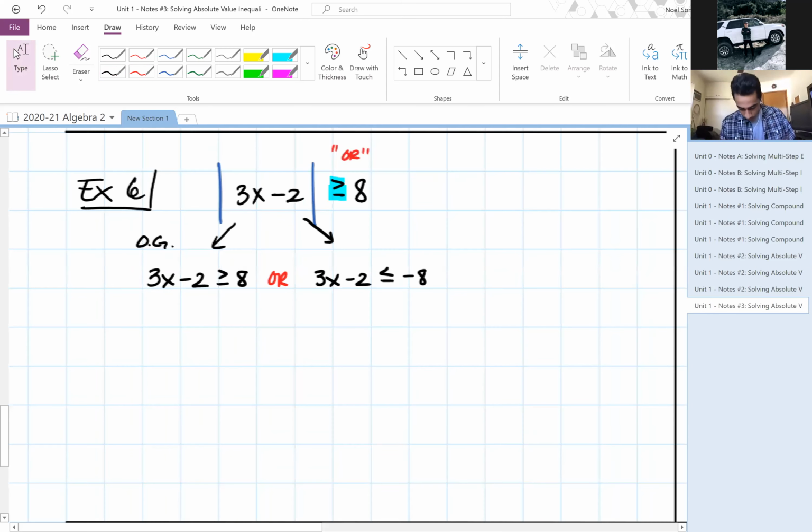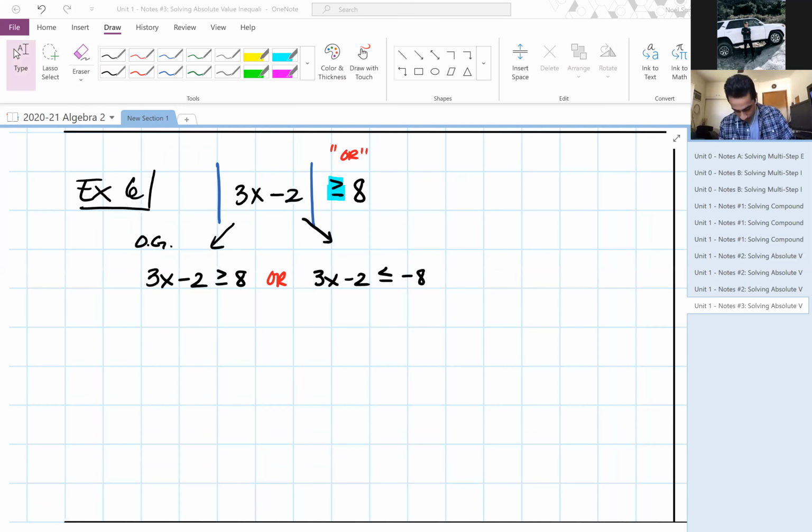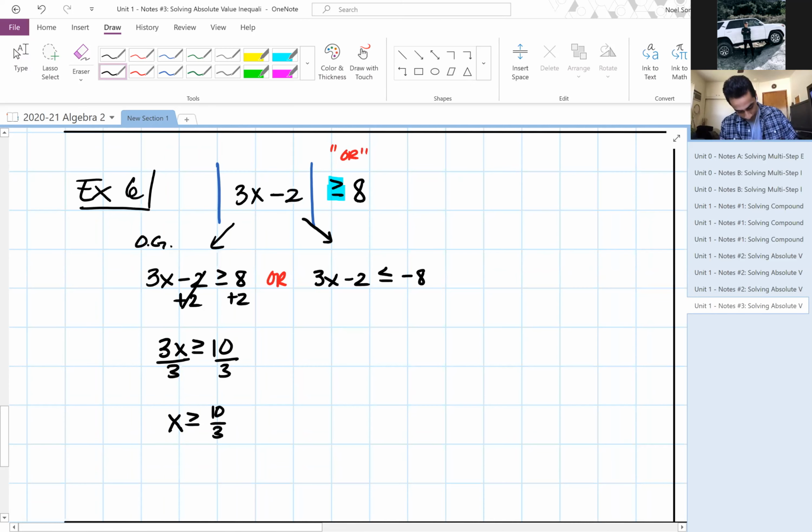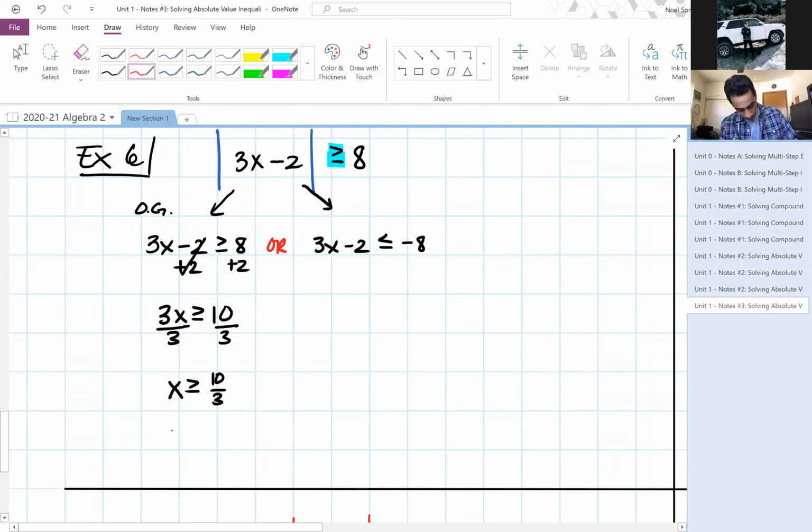All right, so let's go ahead here and solve. First thing is you want to add 2 to both sides. You're going to get 3x is greater than or equal to 10. So when you divide by 3, x has to be greater than or equal to 10 over 3. Those of you who love decimals, that's the same thing as x is greater than or equal to 3.33, and the 3 continues to repeat. Okay, and then we have or.